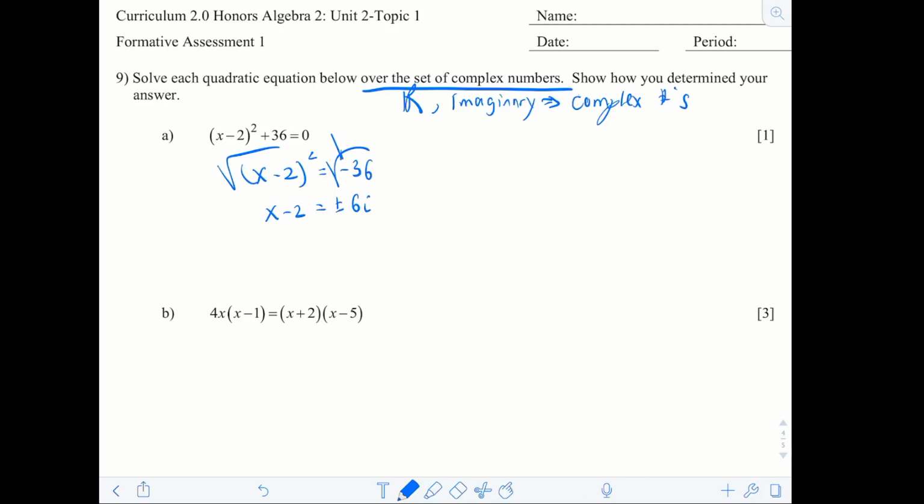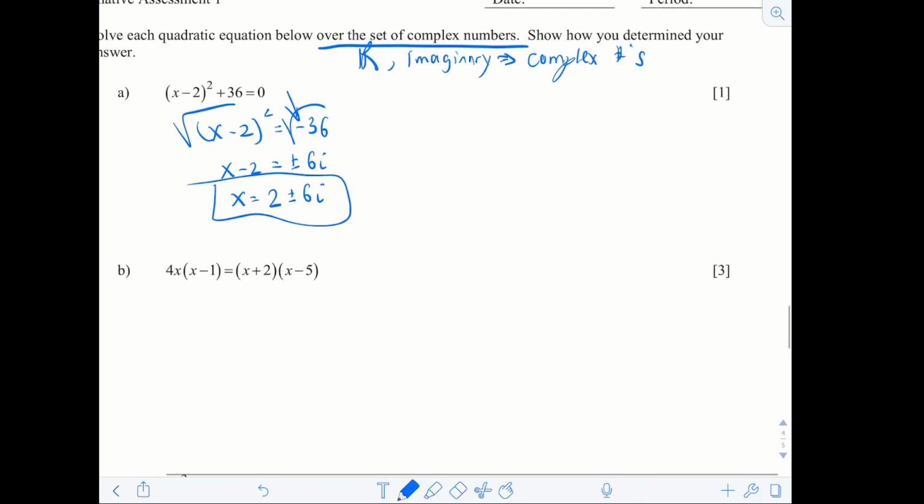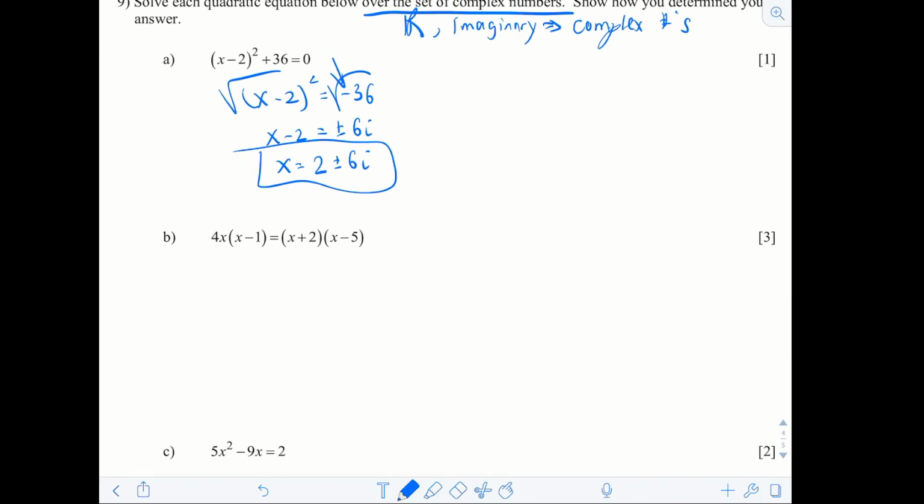Okay, a couple reasons, right? The negative is underneath the radical, so that leaves me with an i. And then the square root of 36 is just 6. Bring the 2 over, so I end up getting x is equal to 2 plus or minus 6i. And that would be my solution, right? Two complex solutions.